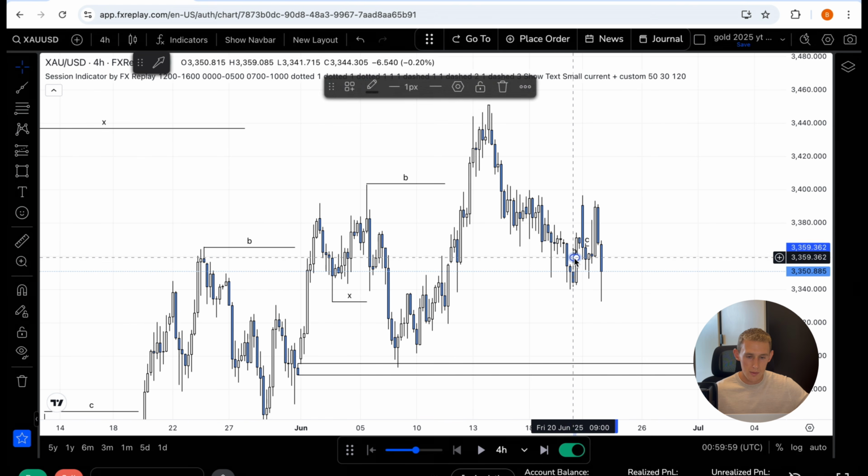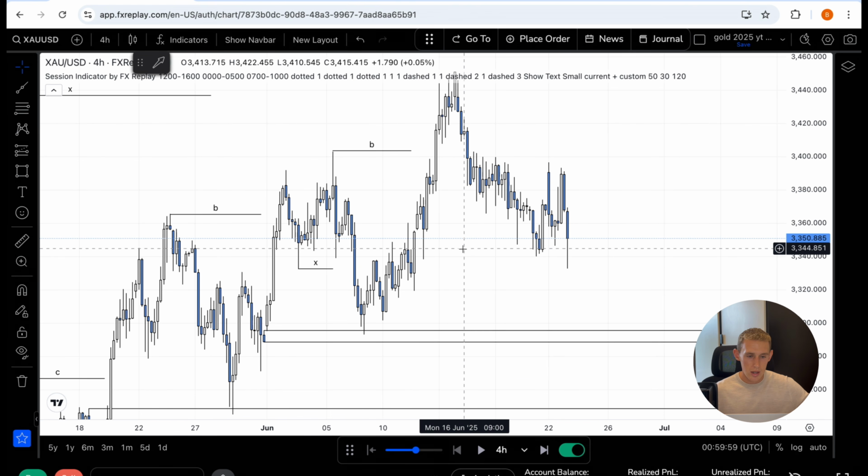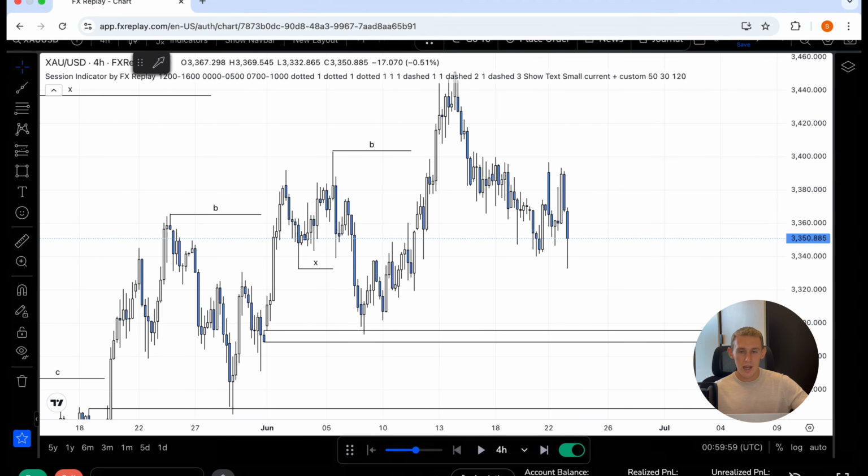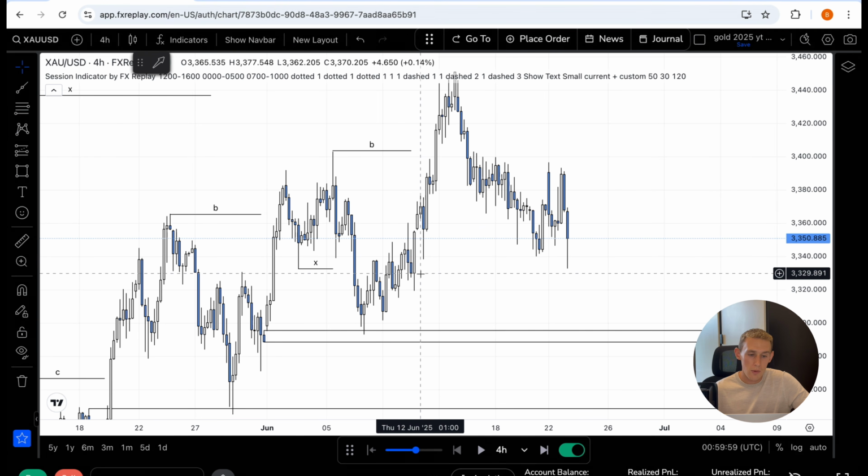So what we could maybe look for here instead, you can see to the left as well, looking here, there's significantly nothing for price to react from. There's no liquidity level here. There's no area of demand.